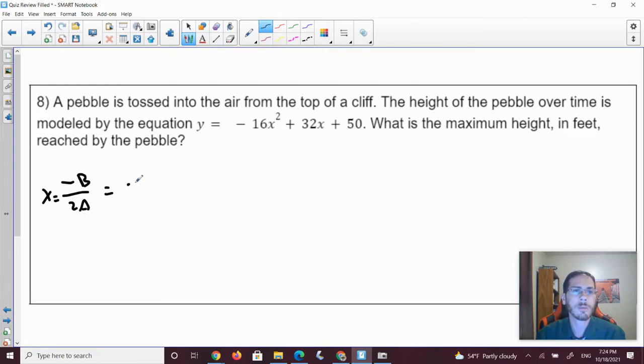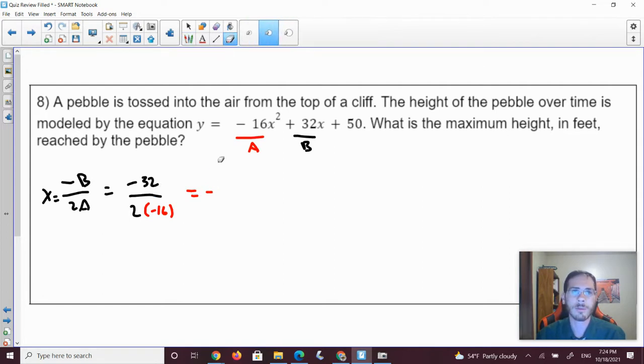So when we plug these in, we get negative 32, because again, this is b, this is a. We don't need c for this question, so I'm not going to label c yet. 2 times negative 16. Well, negative 32 over negative 32 is positive 1.